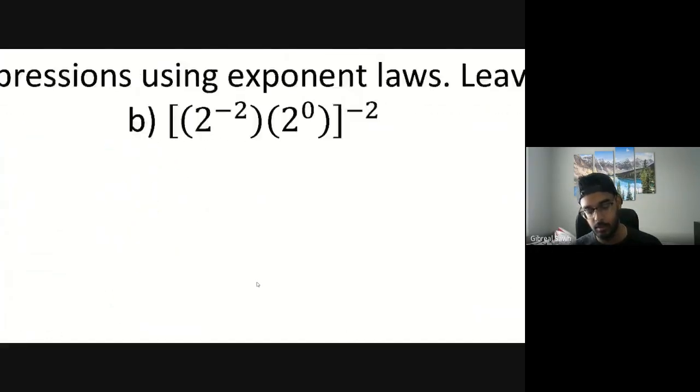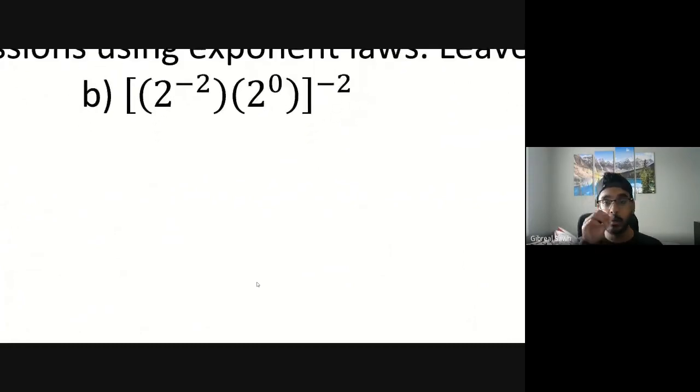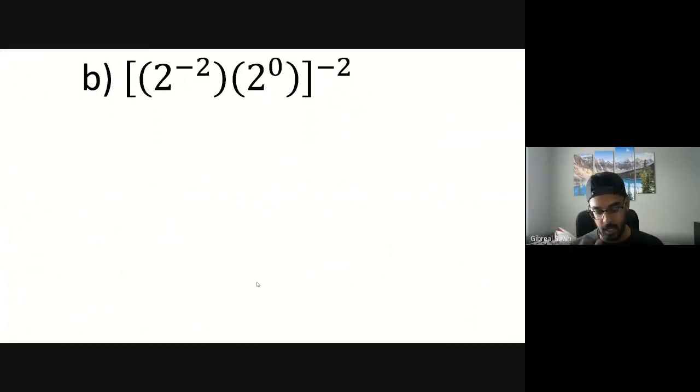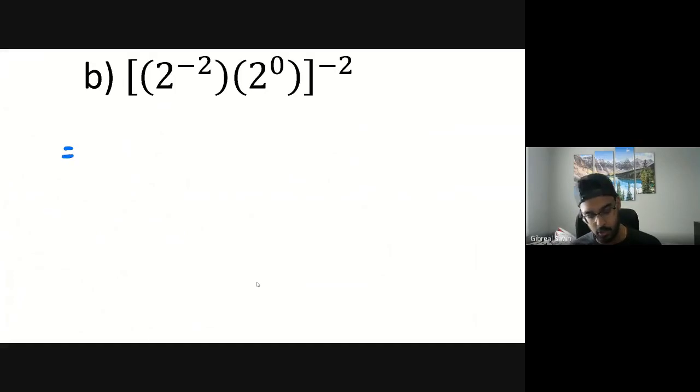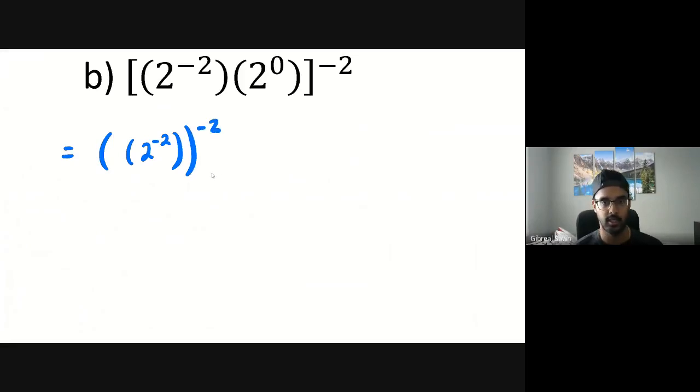For B, it looks complicated, but it's not. You can deal with it a couple ways. I'm going to just show you one way rather than 2 ways. So I'm going to leave that 2 to the power of -2 alone. I know that 2 to the power of 0 is just 1. So it'll be this 2 to the power of -2 multiplied by 1, which I don't really have to write because it doesn't change anything. So this is technically what I've got left. And I think I just wrote an extra bracket. So let's just do it this way.